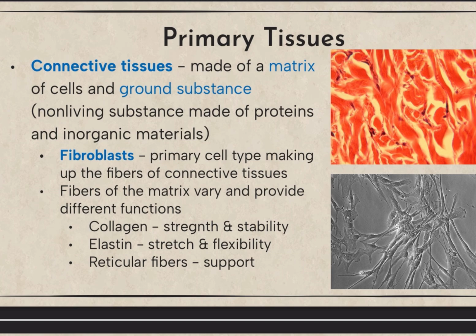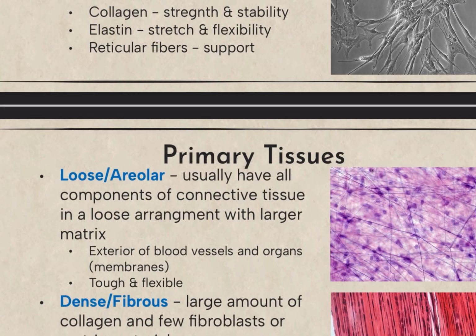Connective tissues. Connective tissues are made of a matrix of cells and ground substance. Ground substance is non-living substance that's made of proteins and inorganic material, as well as fibroblasts. These are the primary cell types that make up the fibers of connective tissues. And the fibers of the matrix vary and provide different functions. So collagen, strength and stability. Elastin, stretch and flexibility. And the reticular fibers help with our support.